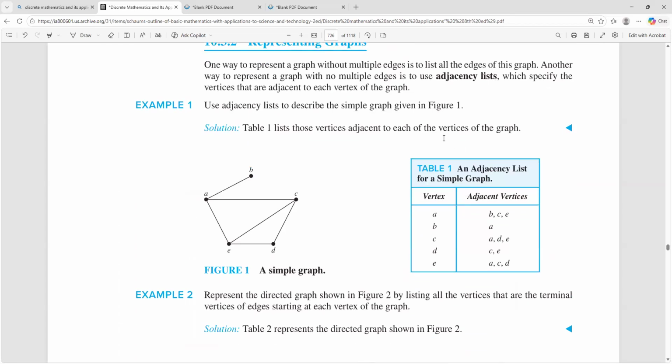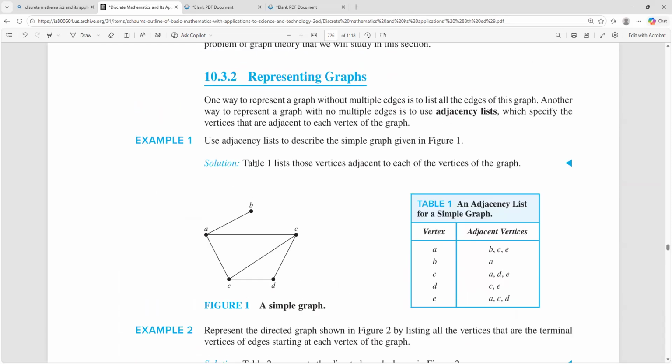So when it comes to representing graphs, you have to remember computers, we can't give them pictures. In programming, we have to find a way to represent these graphs in various ways such that we can do operations with them. So there are different ways we could represent them.